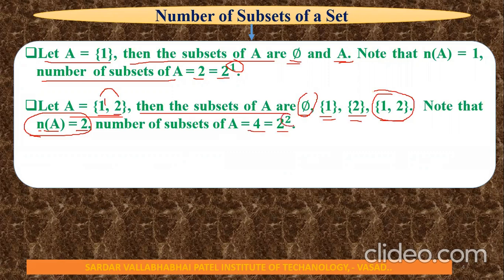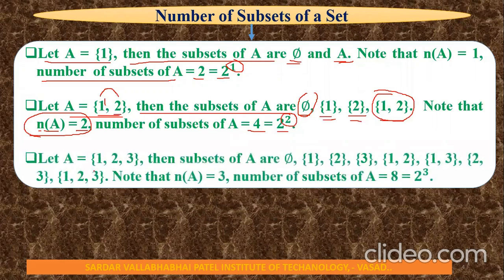So if the number of elements is 2, then the number of possible subsets of the set A is 2 raised to 2. Now we consider another example. Suppose A is equal to {1, 2, 3}. That means the number of elements is 3. Using this formula, obviously 2 raised to 1 for 1 element, 2 raised to 2 for 2 elements, so 2 raised to 3 for 3 elements. So the number of possible subsets is 2 raised to 3, which is 8.